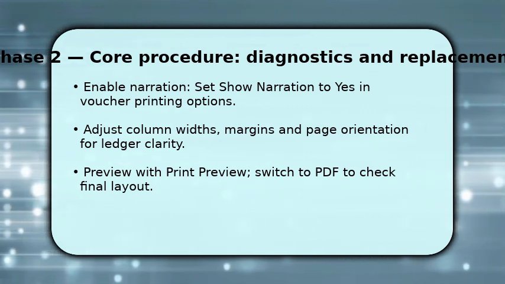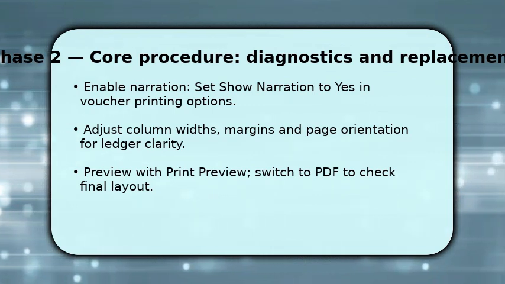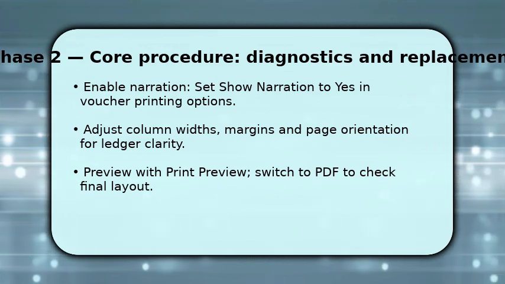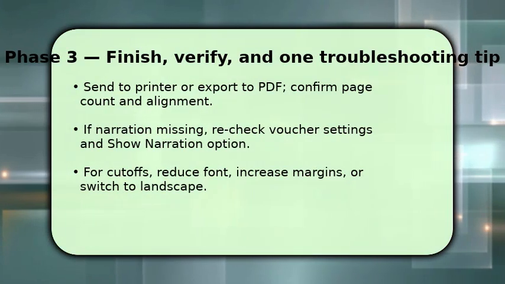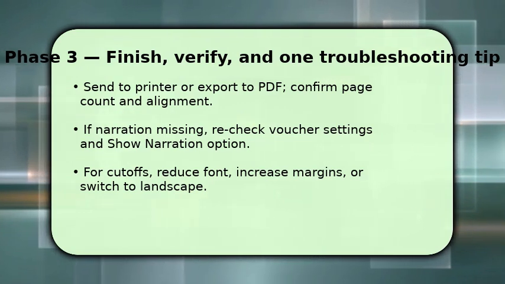Use Print Preview to inspect how narration flows with amounts and dates, and export to PDF for a consistent file. You should check headers, page breaks, and row spacing. This step ensures readability and preserves context for auditors or clients. Finally, choose Print or Export to PDF and confirm the page count and alignment on a test copy.